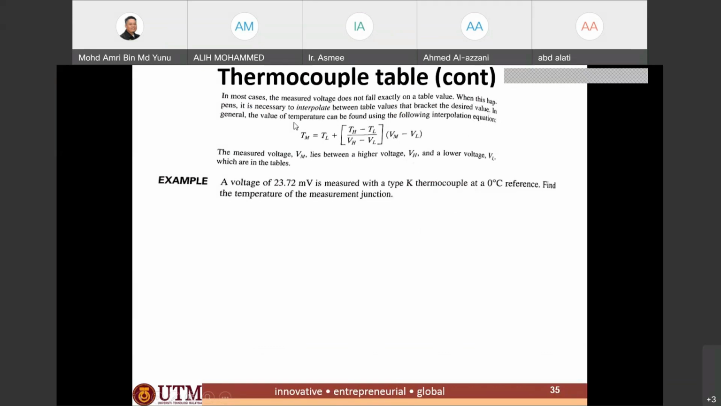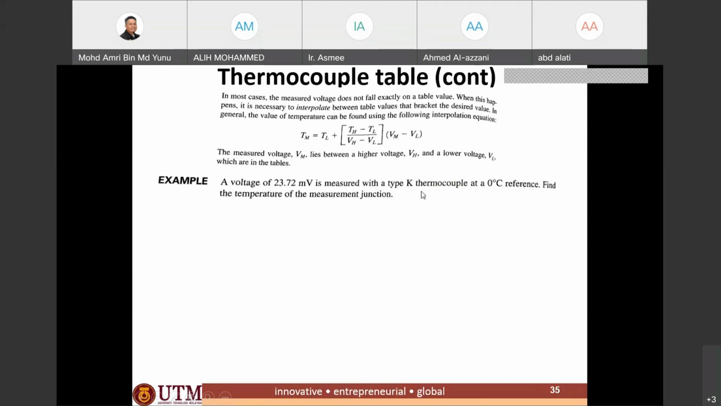The temperature can be found using the interpolation equation here. The temperature measured equals the temperature at low, plus the temperature at high minus the temperature at low, divided by the voltage at high minus the voltage at low, multiplied by the voltage measured minus the voltage at low.